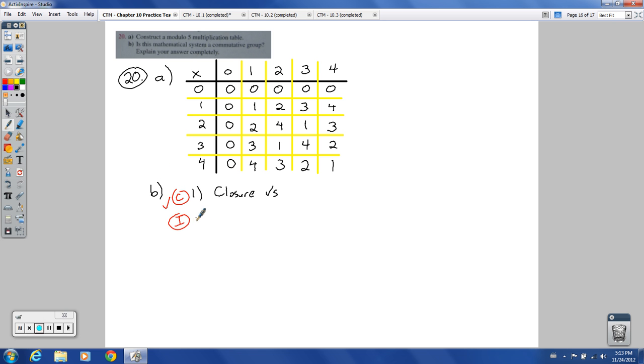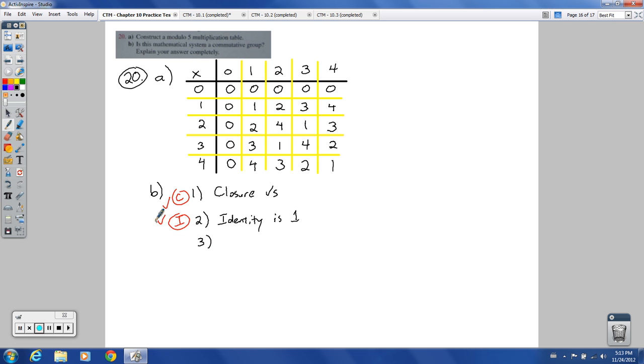So let's now check step 2. Is to see if there's an identity element. And 1 was that identity element. You multiply anything by 1 and you get what you start with. So identity is the number 1. And you can put a check mark there by that.